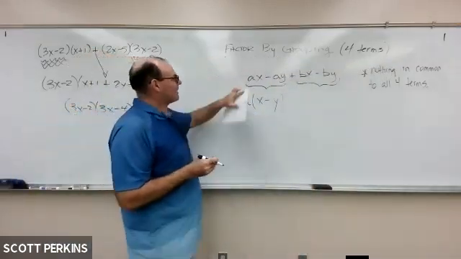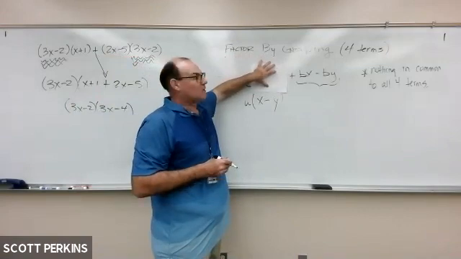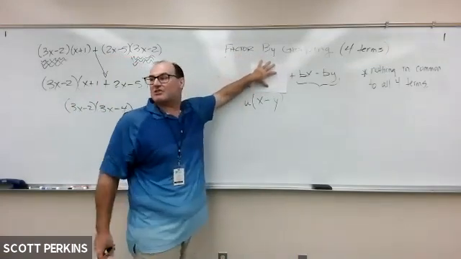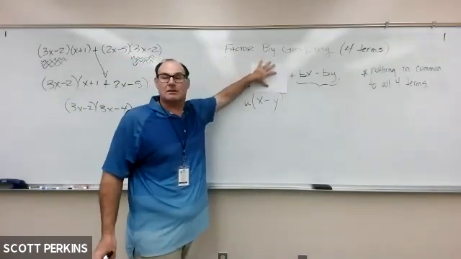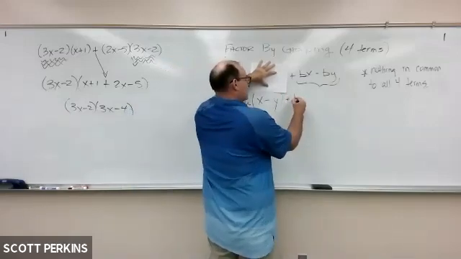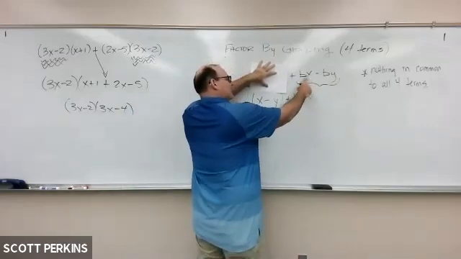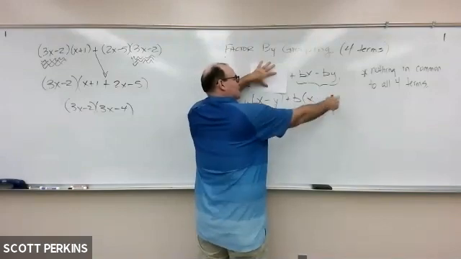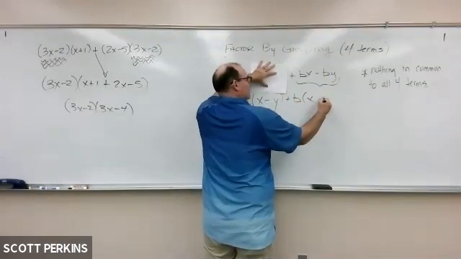The same thing, I'm going to cover up the first 2 terms. What's in common to just the last 2? I don't care about anything else. The B, yes, plus B. And BX, when I factor out the B, I have X. BY, when I factor out the B, I have minus Y.